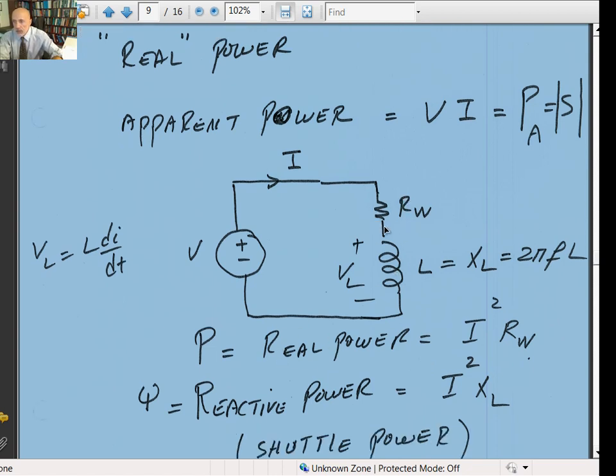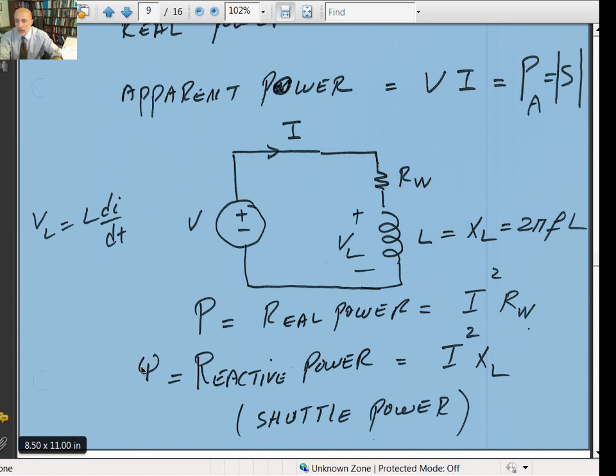But whatever the wattmeter is reading is really a power that is dissipated inside the winding. So the power, which is called the real power, that's the wattmeter reading, is equal to I squared times R sub W, and this I is the RMS value, it's not a peak value.